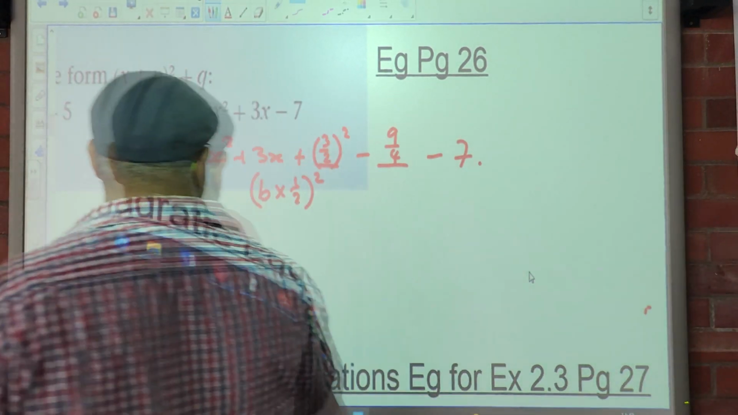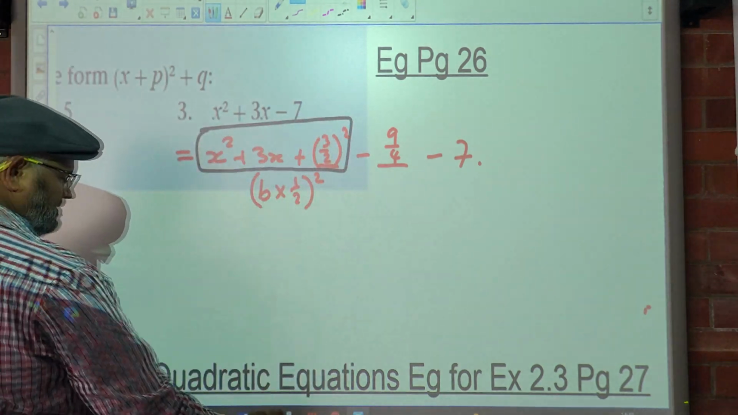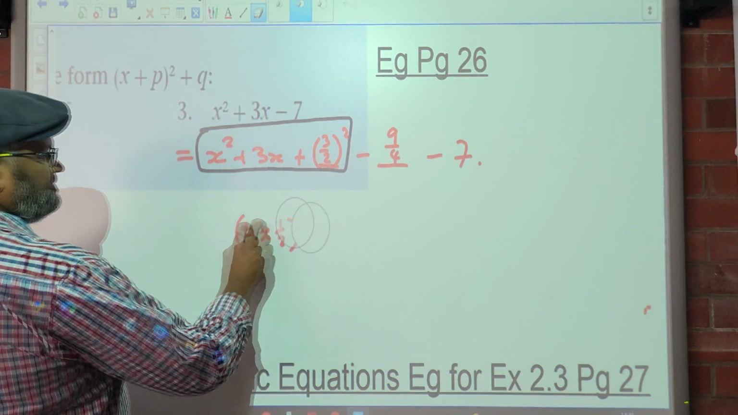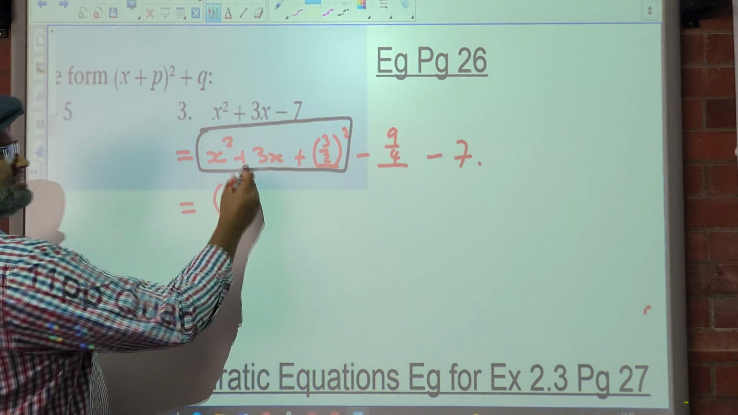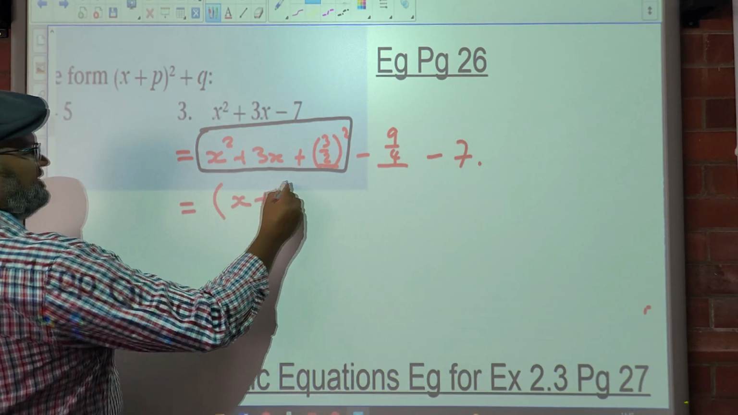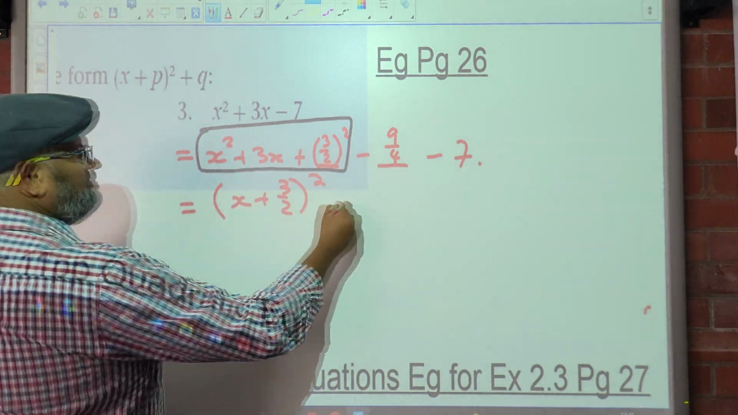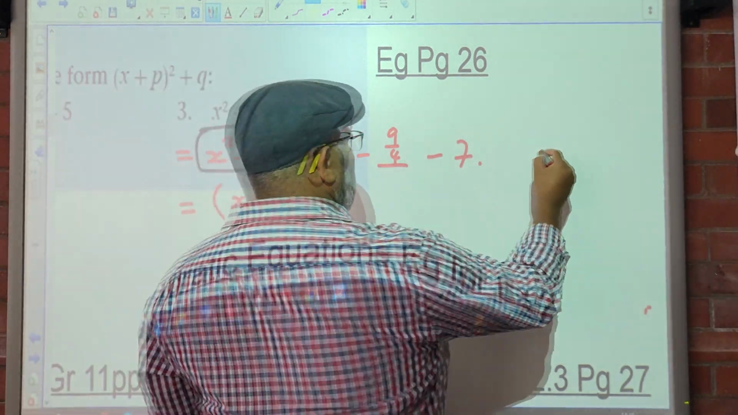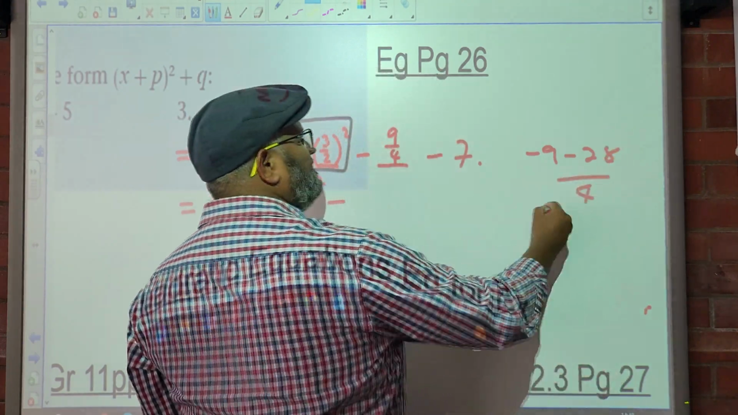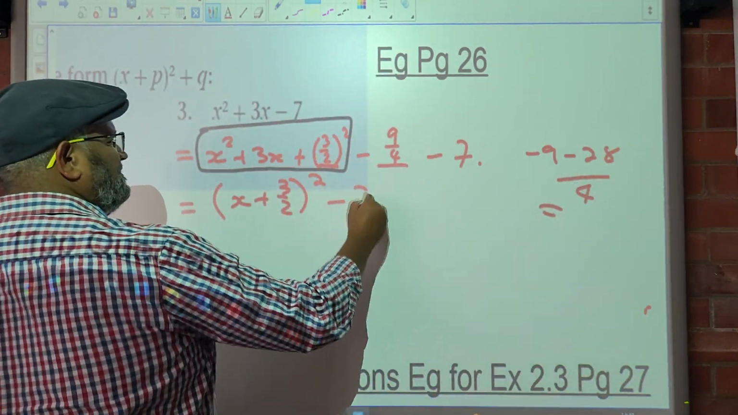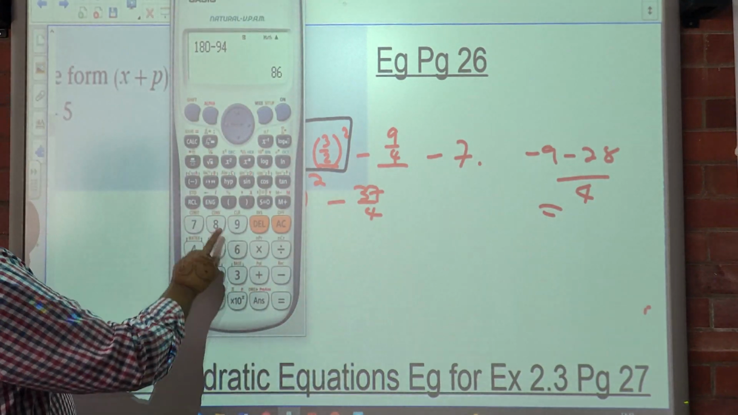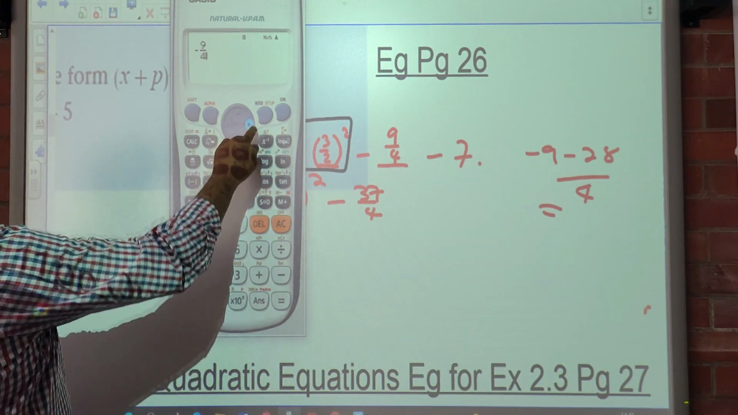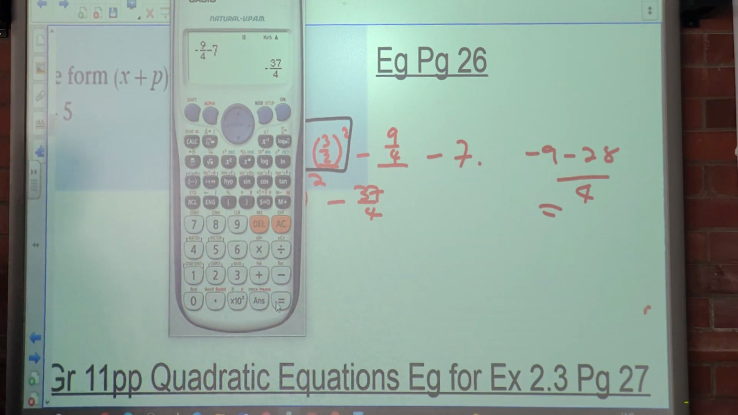Okay, so what is this for us? Perfect square trinomial. Guys, you guys forgot the stuff already. So it's going to be x plus 3 over 2 and it must be squared, minus 9 over 4 minus 7, which is minus 28 over 4. It's going to give you negative 37 over 4. Some of you of course don't want to do the calculation on the side. Negative 9 over 4 minus 7. Negative 37 over 4.